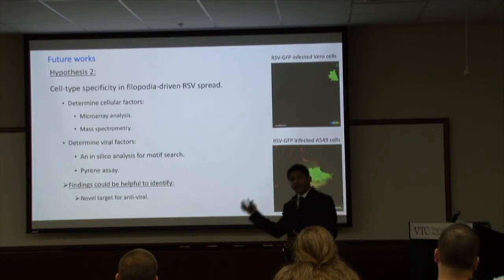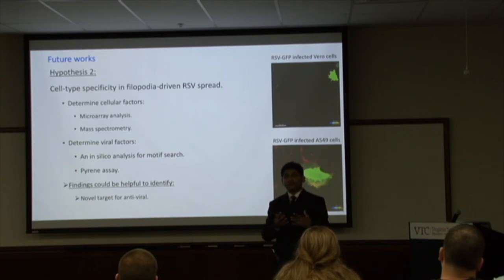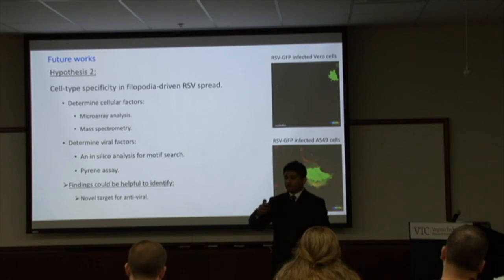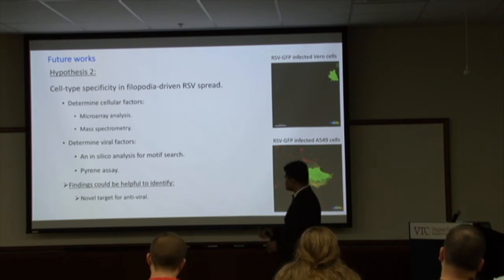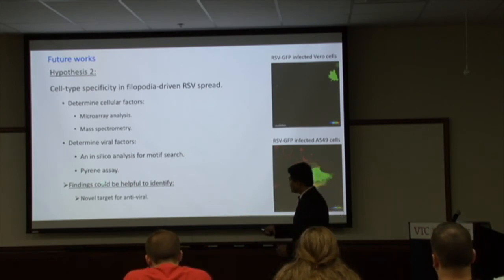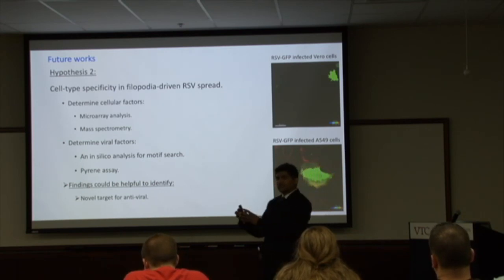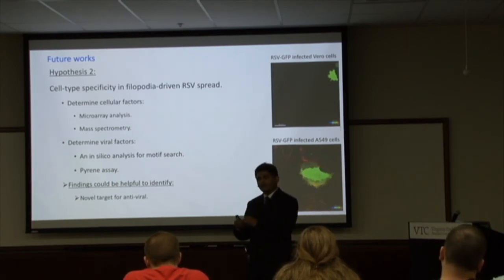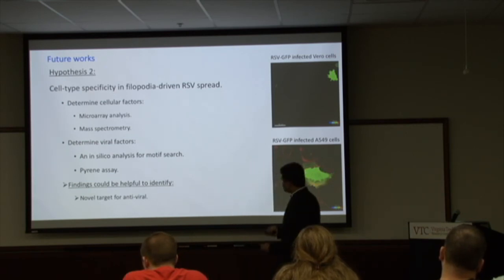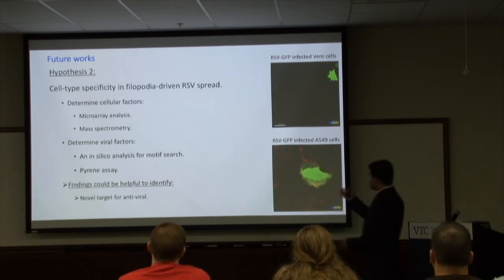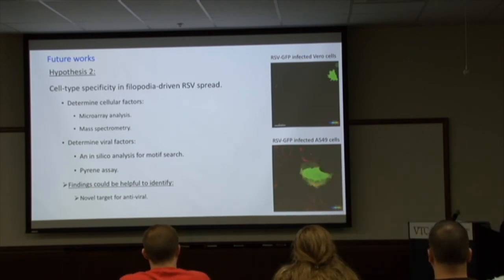I just showed you RSV F. What about NS1, NS2, or non-structural proteins that may be involved in this process as well, because there are some other viruses that use non-structural proteins for actin-related pathways. So there is a lot we can do. We can use a pyrene assay, which is an in vitro assay. You can identify whether purified protein initiates actin polymerization or not. So this finding definitely will identify novel targets for antivirals, not only for RSV, but also other negative-sense RNA viruses that are more likely involved in this process.